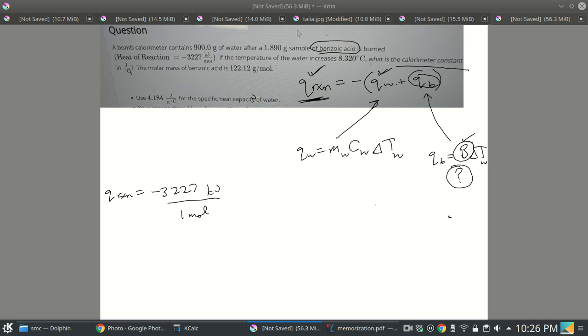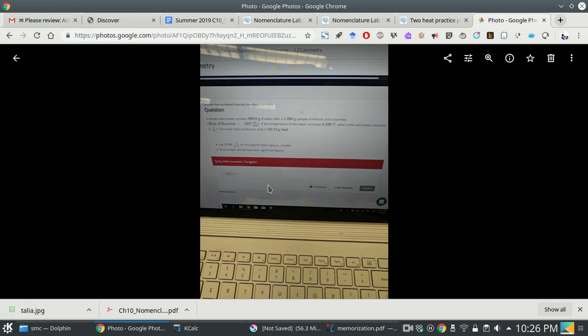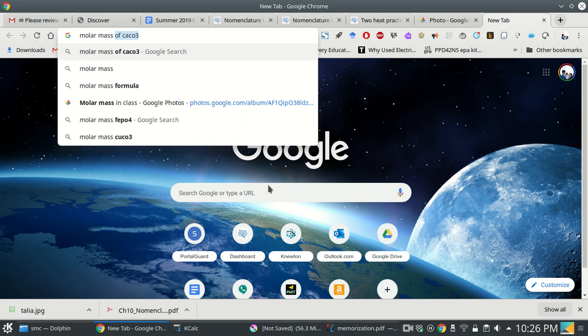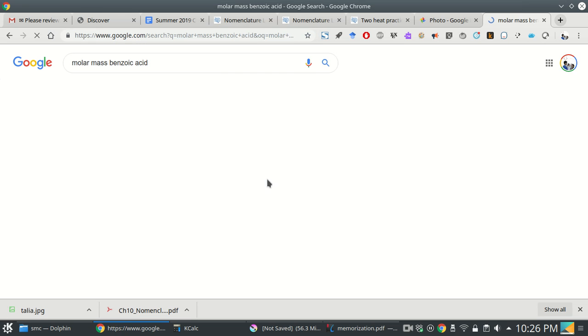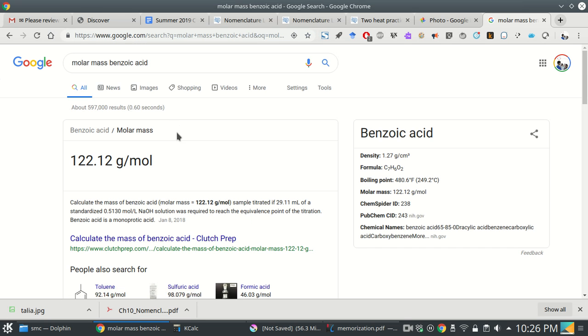So that's for 1 mole, but I'm not burning 1 mole. I'm burning this many grams. So I need to convert this to grams. But how do I do that? For 1 mole of this benzoic acid, how many grams is it? Well, I don't know the formula for benzoic acid, so I go on Google and I say molar mass benzoic acid. And it just tells me 122.12.